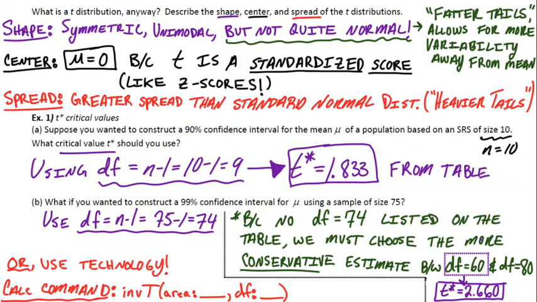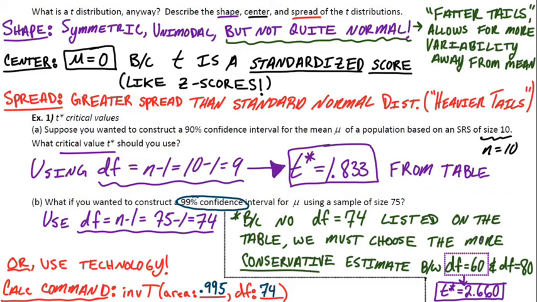So the area component, that's the same as the normal inverse norm command. For a 99% confidence interval, the area you could use is either 0.005 or 0.995. Either one will work. In this case, I'm going to use 0.995 so I can get the positive answer.